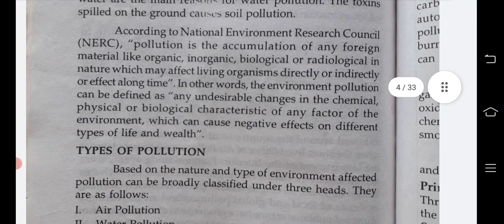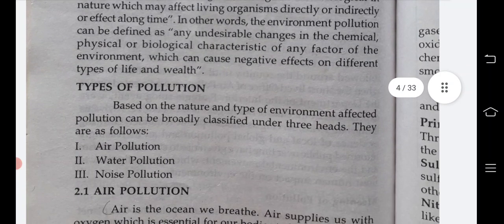In other words, environmental pollution can be defined as any undesirable changes in the chemical, physical or biological characters of any factor of the environment which can cause negative effect on different types of life and wealth. So that is what is about pollution. Now, types of pollution. What are the different types of pollution?